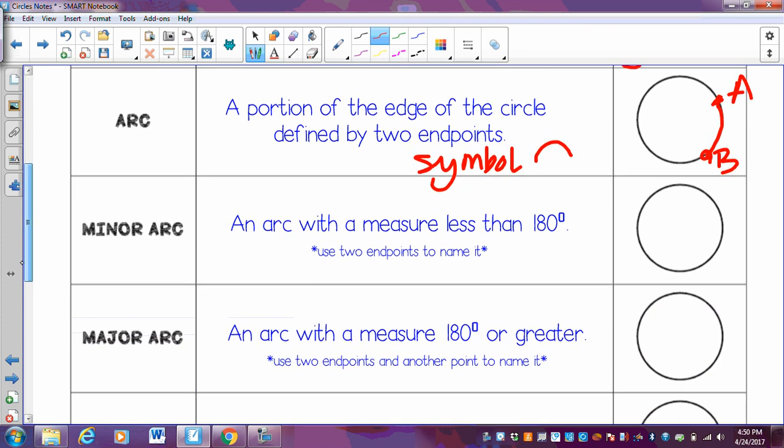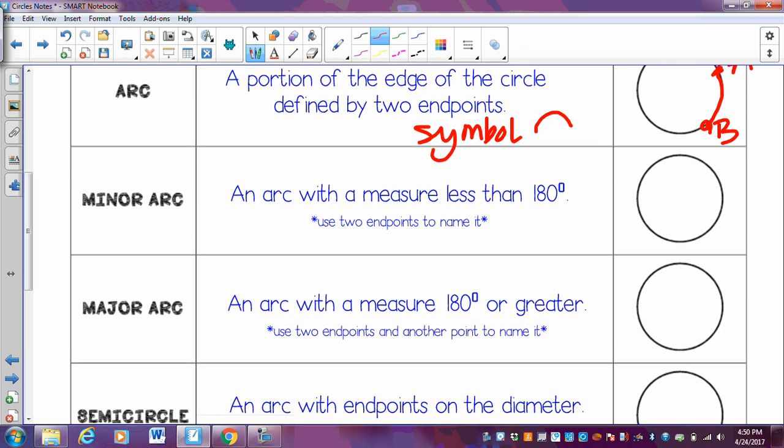There are a couple different types of arcs. A minor arc is an arc with a measure of less than 180 degrees. So if we have A here and B here, and let's put C here, and I'm just talking about the arc from A to B, that's a minor arc. The way we name it is we use our symbol, and then we put the two endpoints under that symbol. So that's how we would say arc AB.